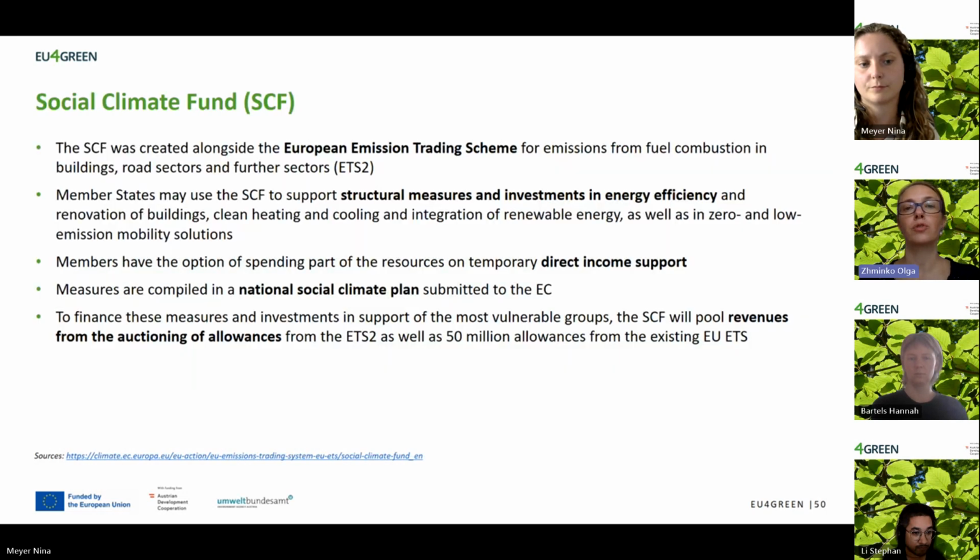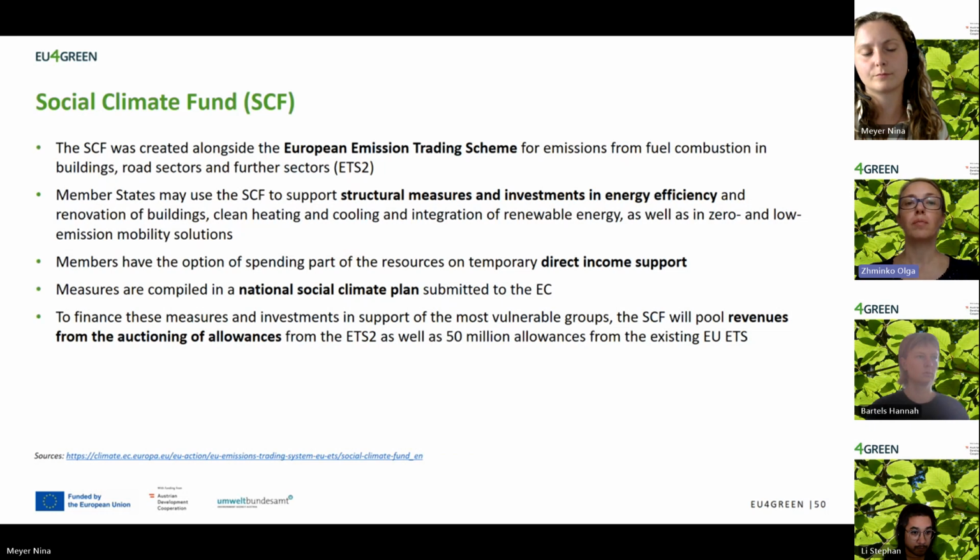Additionally to the Just Transition Fund, the European Commission has considered setting up a Social Climate Fund. This is still work in progress. It is still not accessible by the member states. However, it was created alongside the European emission trading scheme for emissions from fuel combustion in buildings, road transport, and further sectors. And as I understand, the emission trading scheme is also a topic which is relevant for the Western Balkans. So this mechanism is also worth looking at when you think of just transition finance.